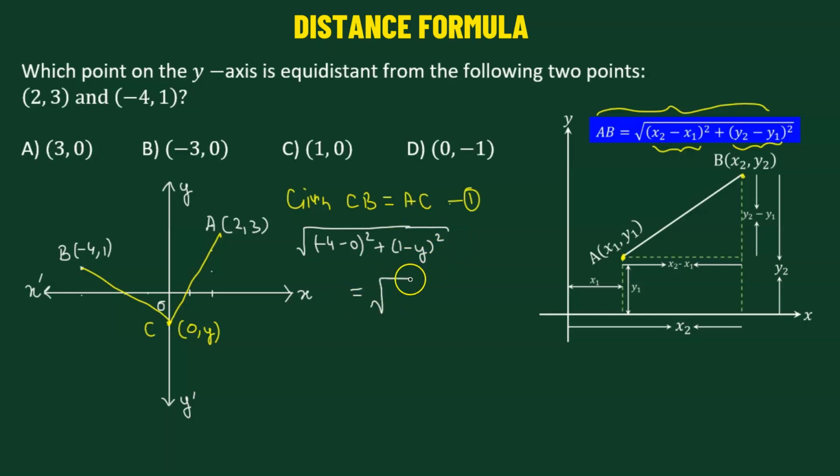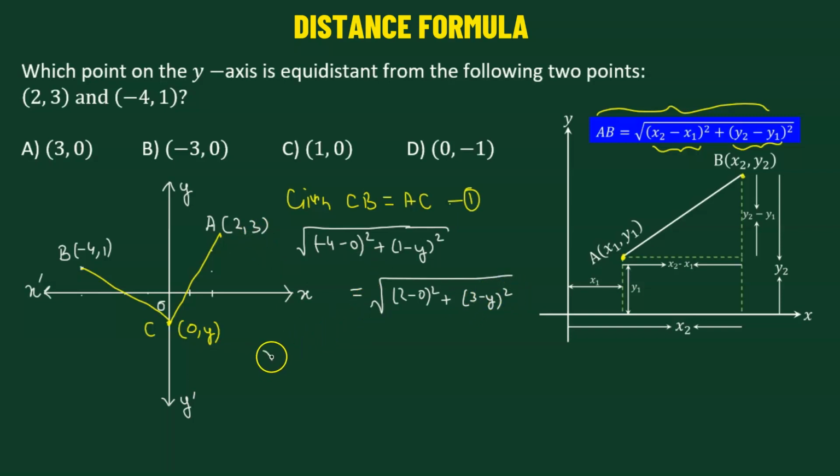So what's AC? We'll take the square root. Underneath the square root, first we take the difference of the x coordinate, so we'll do 2 minus 0. We square it, and this must be added to the difference of the y coordinate squared. So we have 3 minus y, and then we're going to square it.